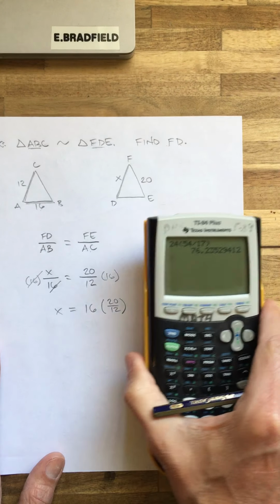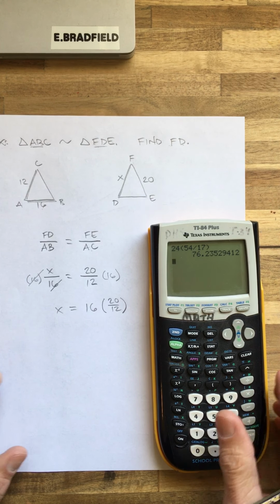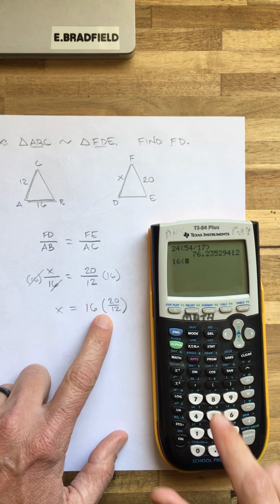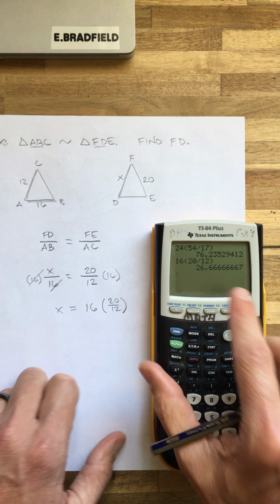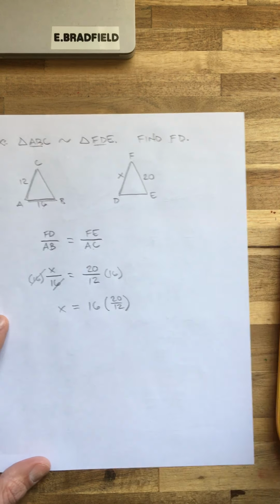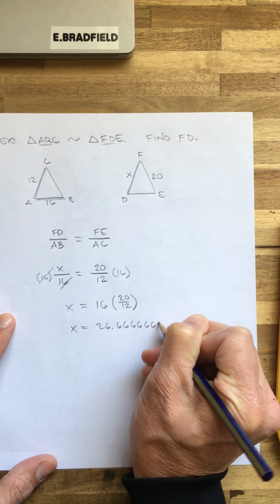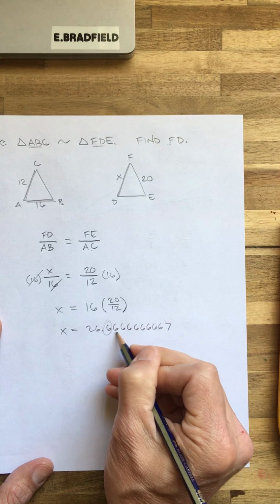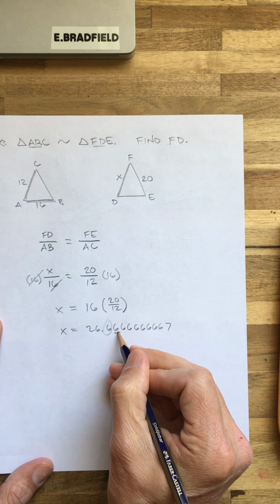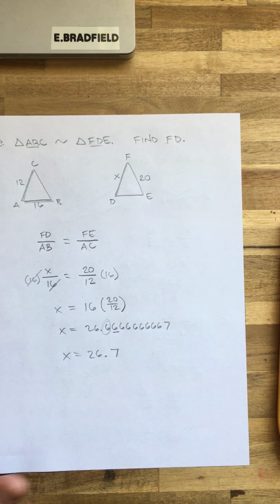But since we're already using our calculator, we may as well, because the Delta Math homework says you can write it as a decimal as long as you round it to the nearest tenth. So here we go. 16 times parentheses 20 divided by 12, close parentheses, equals 26.66666. So X equals 26.666666667. And again, we want to round it to the nearest tenth. That's this guy. So look at this guy right here. That's greater than 5. So X equals 26.7.